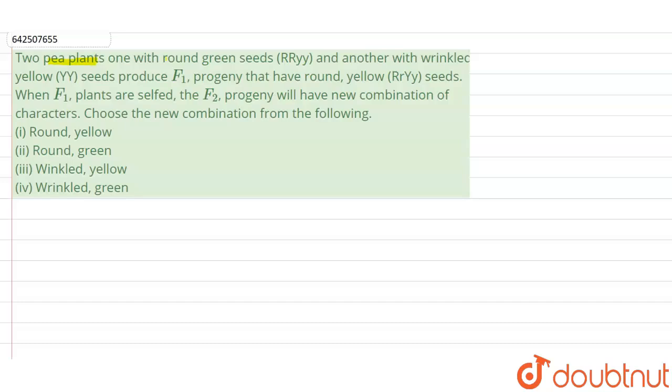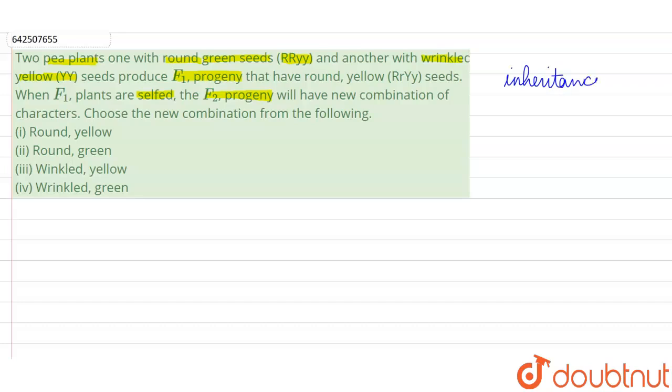In this question, it has been stated that we are taking two pea plants. One is having round shaped green color seeds. Genotype will be such as is given here. And the other one, we are taking with wrinkled shape and yellow color seeds. And after crossing them, we take the F1 progeny and self them. Now what we have to determine is what kind of F2 progeny will be produced after these F1 hybrids have been crossed among themselves.